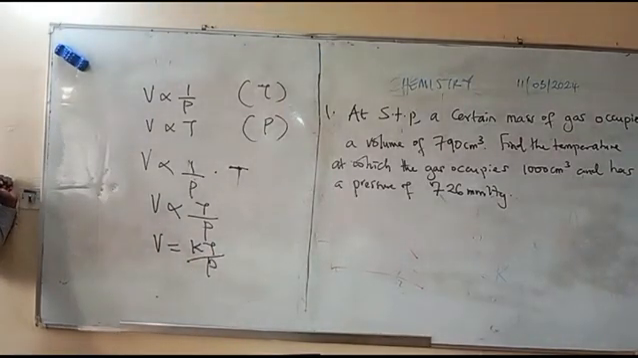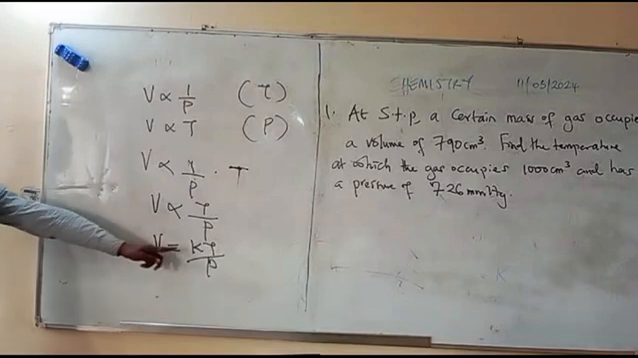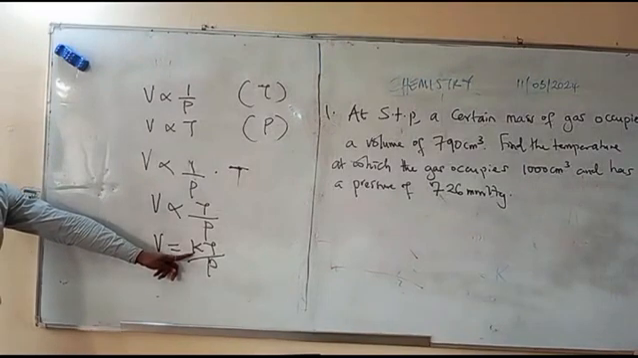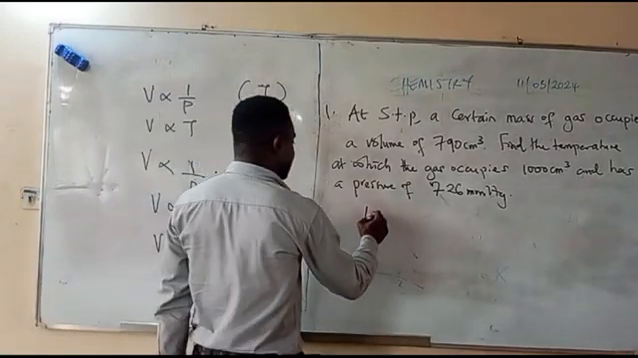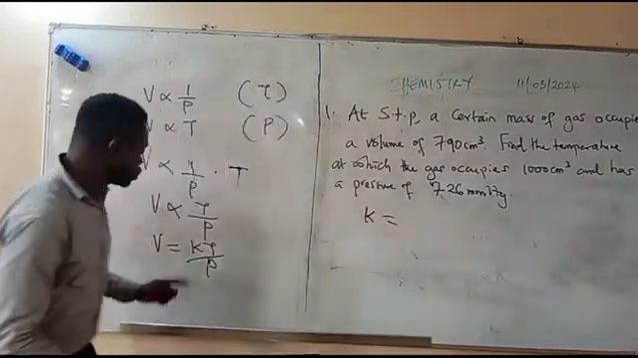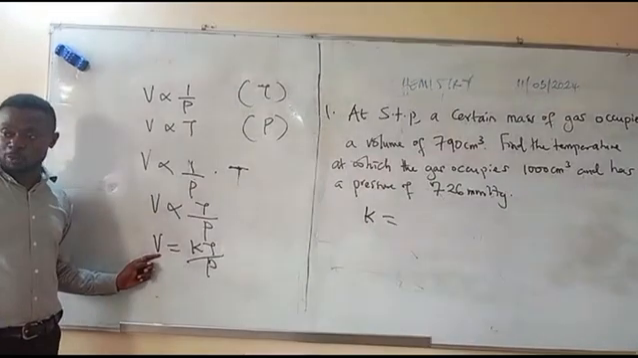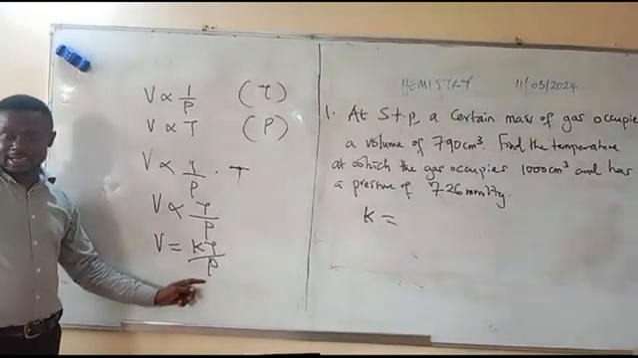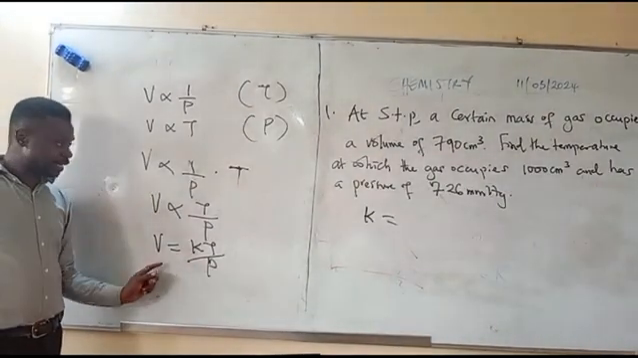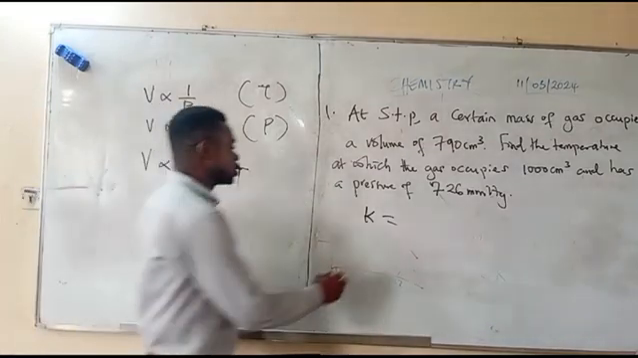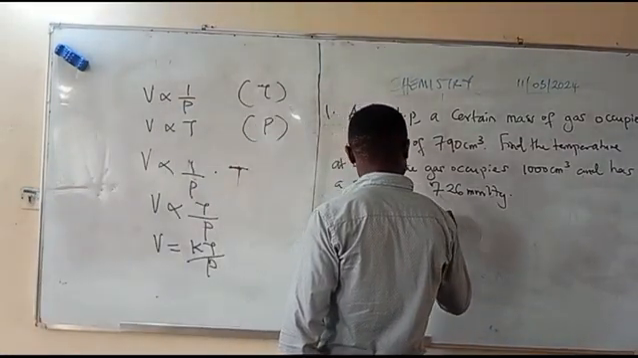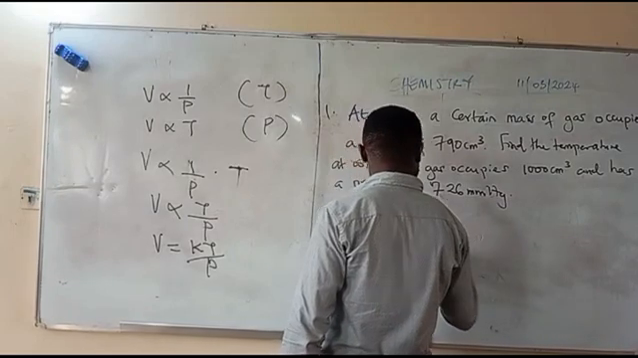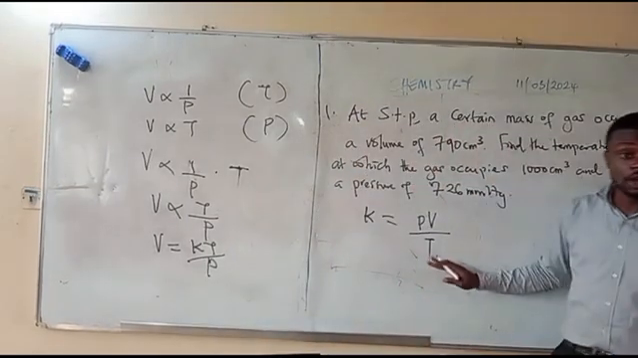KT over P. So if you make K the subject of this formula, you get something like this. K is now equal to what? Of course, you cross multiply, right? If you cross multiply, K is now equal to V over T.